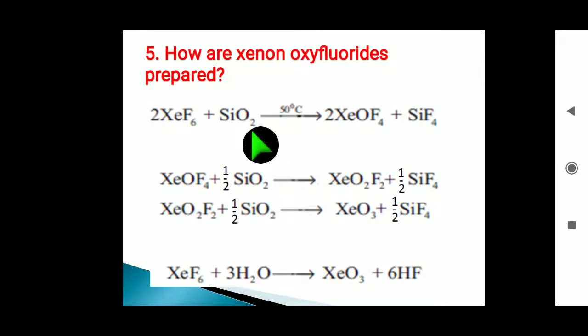Left side 2, so right side make it 2. So 2 XeOF4. Thereafter we can see the fluorine. After making 2 into 4, 8, 8 plus 4, 12. Here also 12 fluorine. So silicon left side 1, right side also 1. So everything is balanced.